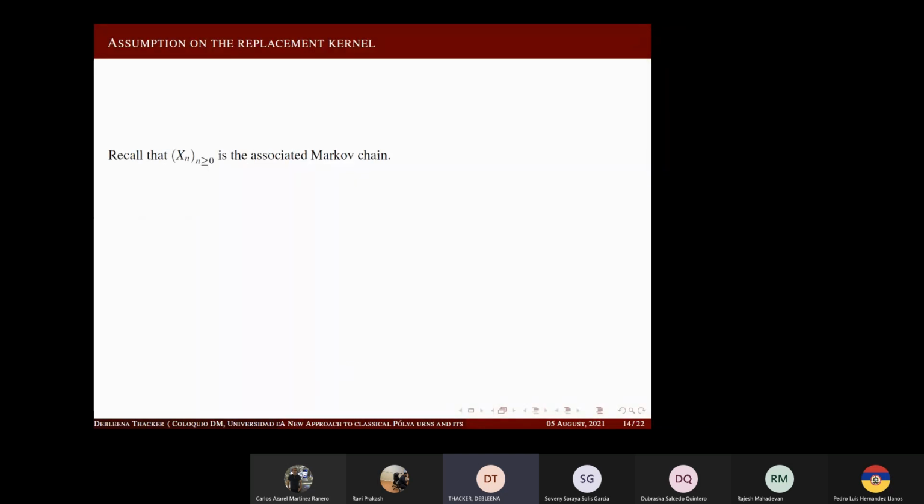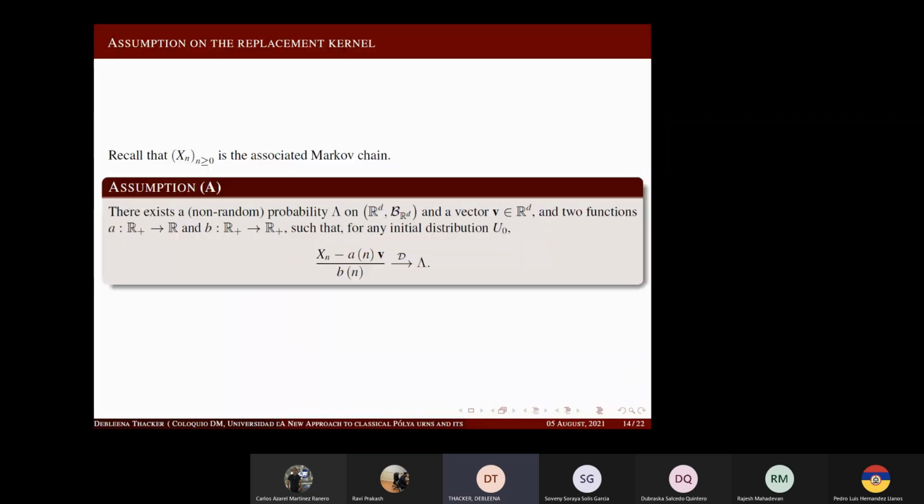What does that mean? It means that if the associated Markov chain has some nice properties, say for example the associated Markov chain is a random walk and it has a central limit theorem, then we expect that the urn model has a central limit theorem. Or if there is a stable law for the associated Markov chain, then the urn model, that means Un by n plus 1, these random measures, would have some stable law. So for that, let's make this assumption.